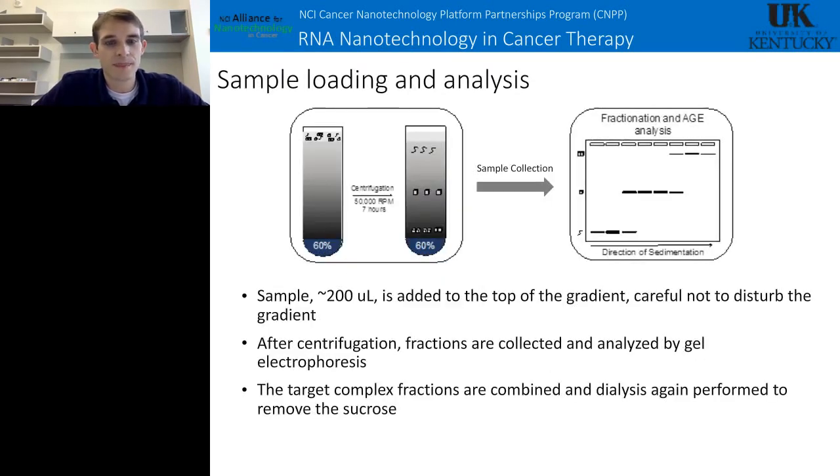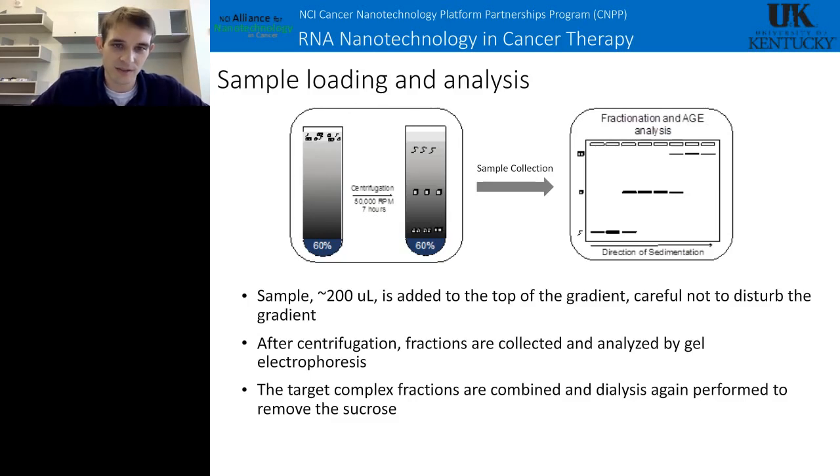So the sample loading of this is different than the cesium chloride one. For the cesium chloride gradient, you loaded your sample into the actual gradient. But for the rate zonal, you actually preform your gradient and then load your sample on top. And I have a schematic here on the left. So you load your particles on top, then after centrifugation, you should get a separation based on your particle size.